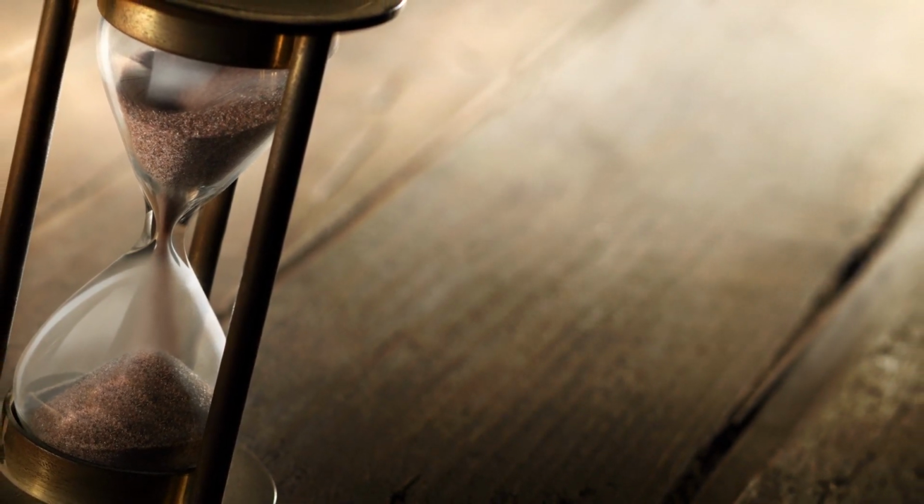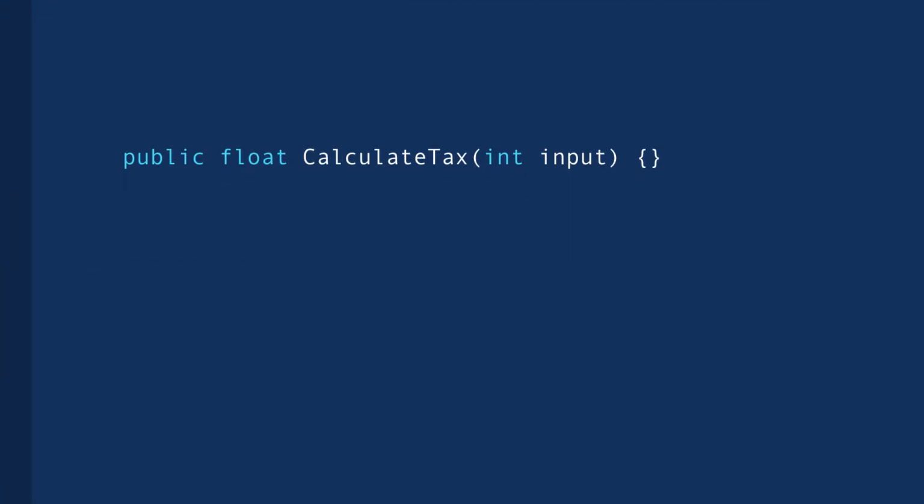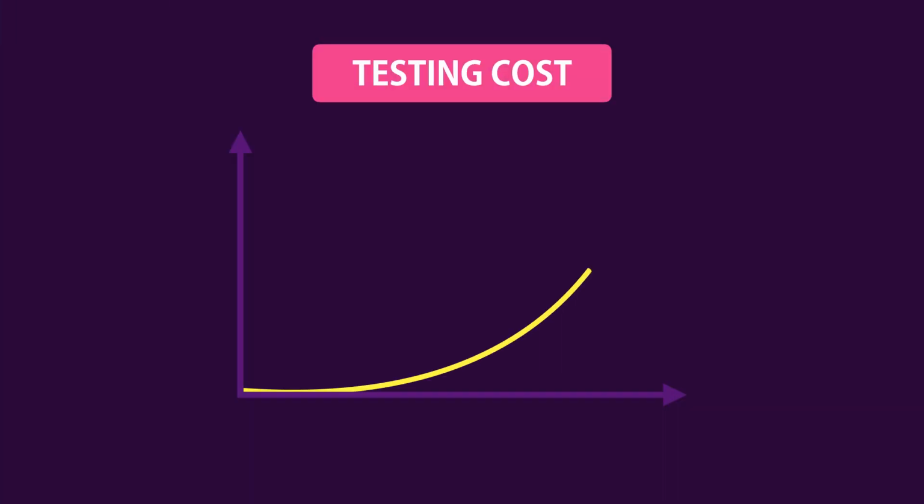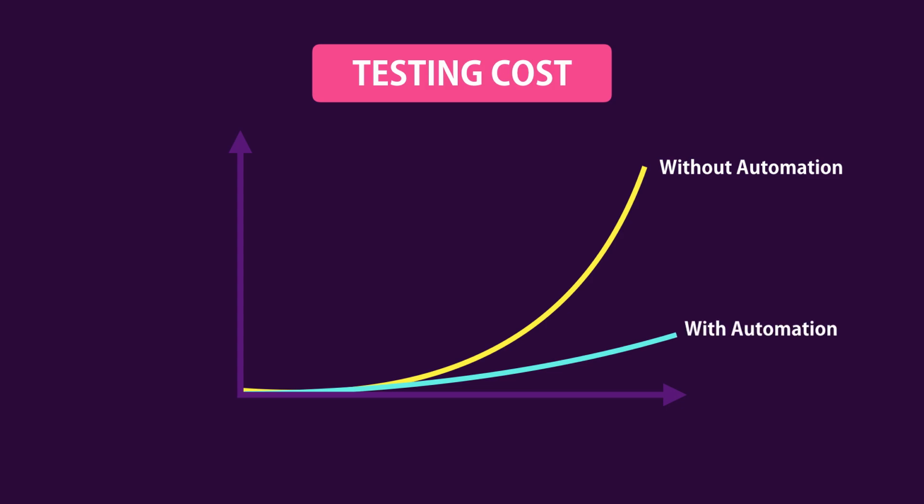Now, to make matters worse, this is not the only function in your application. In a real application, you have tens or hundreds of functions like this. As your application grows in size and complexity, the time required to manually test all the different bits and pieces increases exponentially. So that's why we use automated testing.